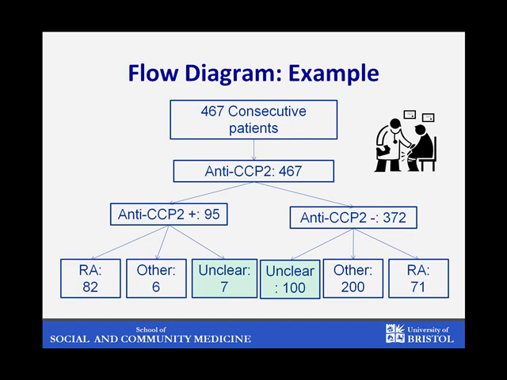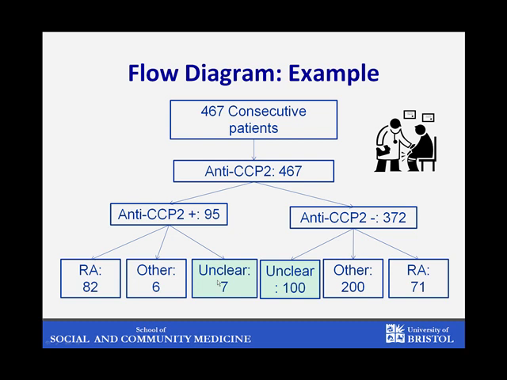In this diagram we have what's known as a flow chart. So as you can see, we start off with 467 consecutive patients. In this case, all of them get the anti-CCP test, which is great. We don't exclude any. And as you can see, 95 come back as positive, 372 come back as negative. But when we look at the reference standard, you can see we have, in this case, 7 cases with an unclear diagnosis, and probably worse still on this side, we have 100 patients with an unclear diagnosis.